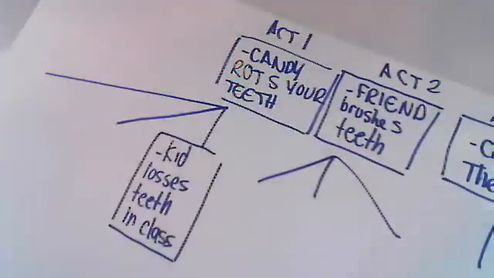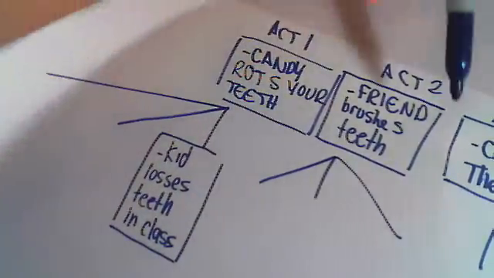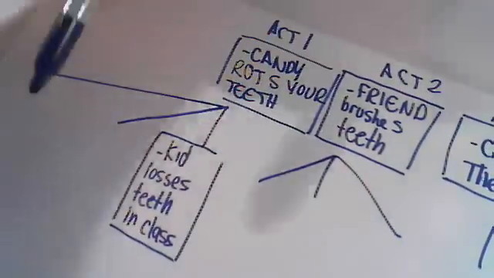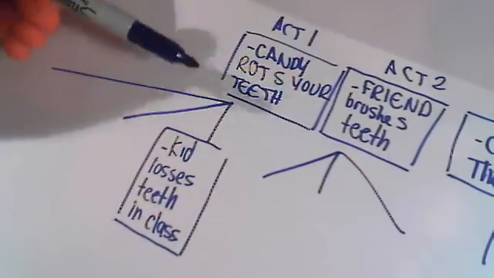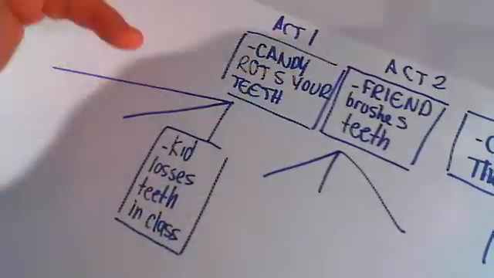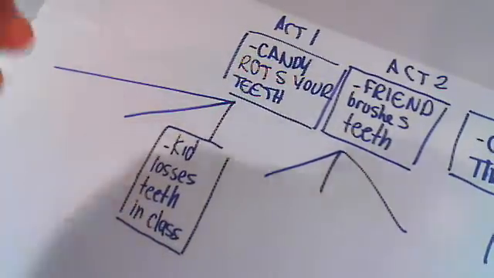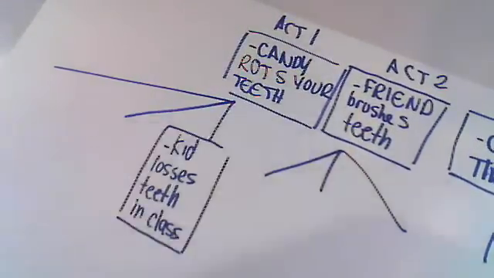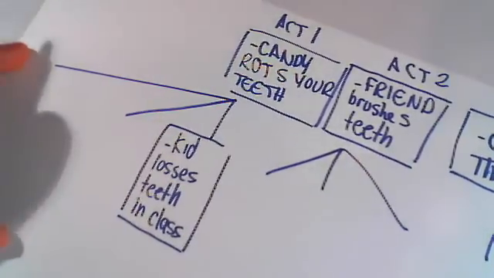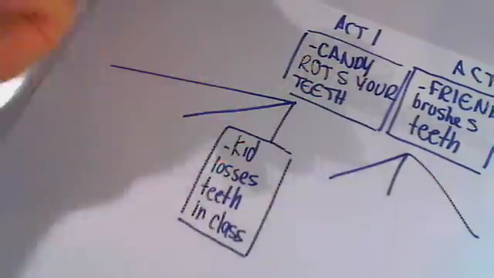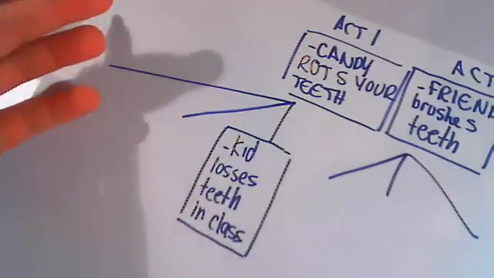Okay, so the next step is you're going to break down each act, or each card, into a beginning, middle, and end, okay? So Act 1 we're working on right now. Candy rots your teeth. So the end of Act 1 is a kid loses teeth in class. Okay, so a kid's going to come in from the class, and they rotted their teeth because they ate too much candy.